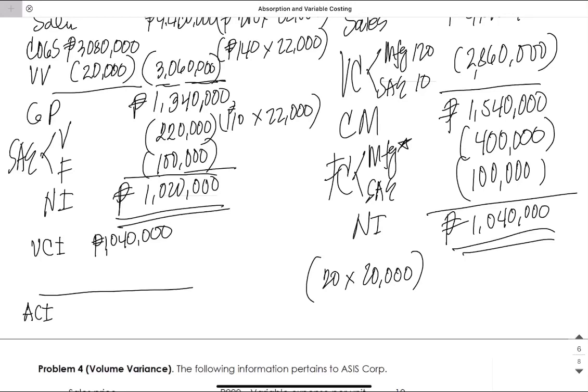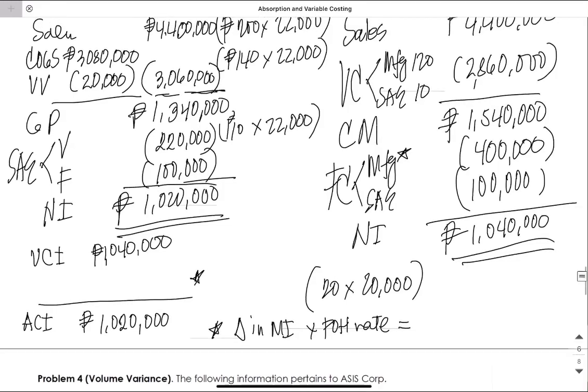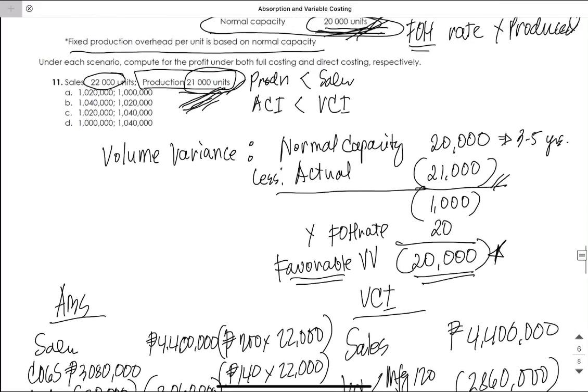This is 1,020,000. So let's see if our answers are correct. What's the reconciling item again? The change in inventory times the FOH rate. So change in inventory is actual production minus sales.